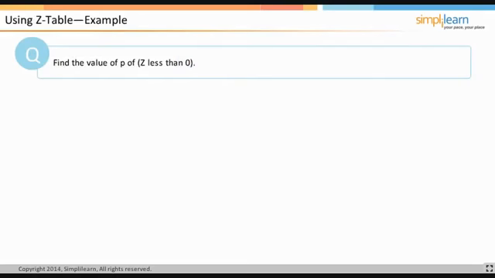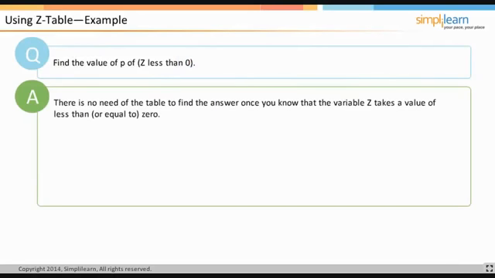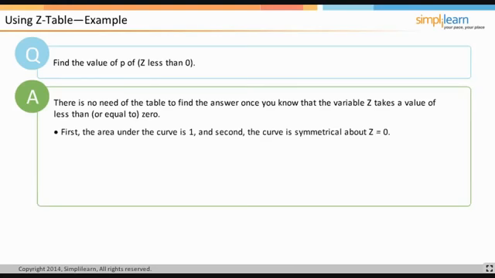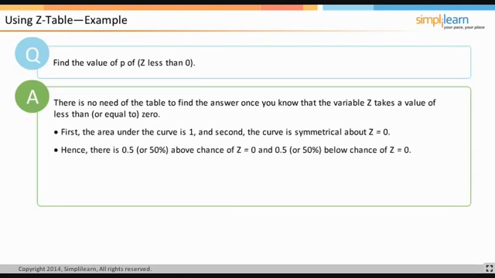Let us find the value of p of z less than 0. The table is not needed to find the answer once we know that the variable z takes a value less than or equal to 0. First, the area under the curve is 1, and second, the curve is symmetrical about z equals 0. Hence, there is 0.5 or 50% above chance of z equals 0 and 0.5 or 50% below chance of z equals 0.